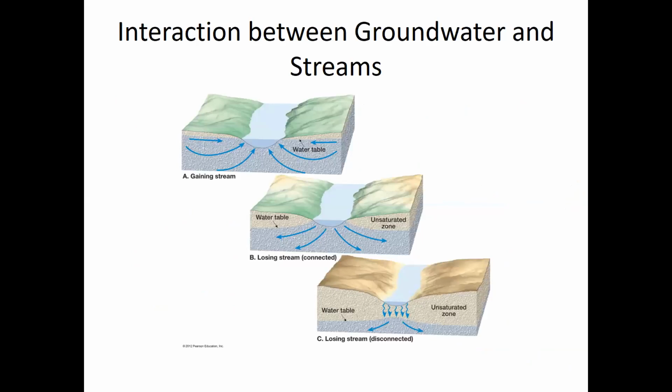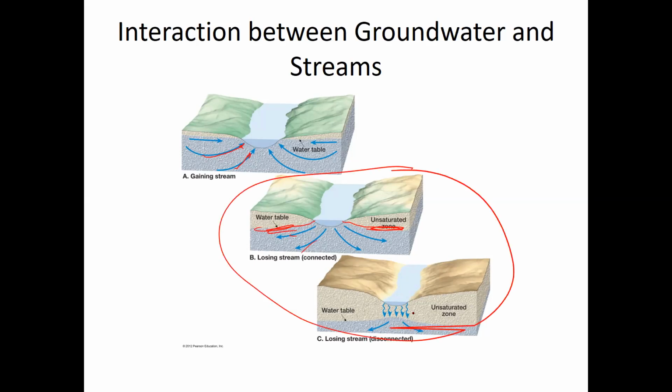So here's an example of a gaining stream where the water table is higher in elevation than the elevation of the stream channel, so water flows into it. This is a losing stream channel. It's still connected to the water table, but it's still losing water because the water table over here is lower than the stream channel. And this is a disconnected losing stream. So both of these are losing streams, they're losing water, but just one's connected and one's disconnected.